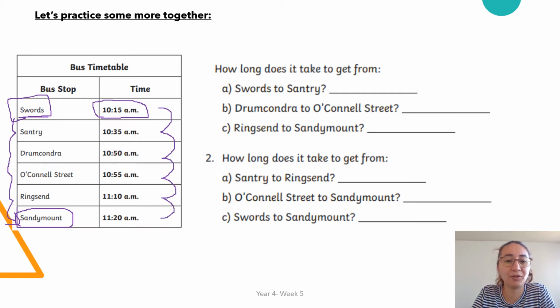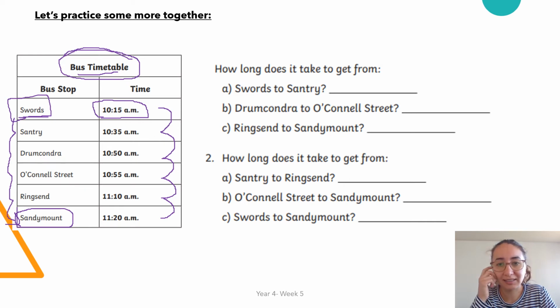So if you were in the suburb of Drumcondra, you would catch the bus at 10:50. If you were in Ringsend and you need to be at Sandy Mount, you would catch the bus at 11:10 a.m. Sorry guys, I forgot to say the heading is what tells us what it is. So bus timetable, very important. Now we can read the question. It says, how long does it take to get from Swords to Sentry? So here we would look at the time.